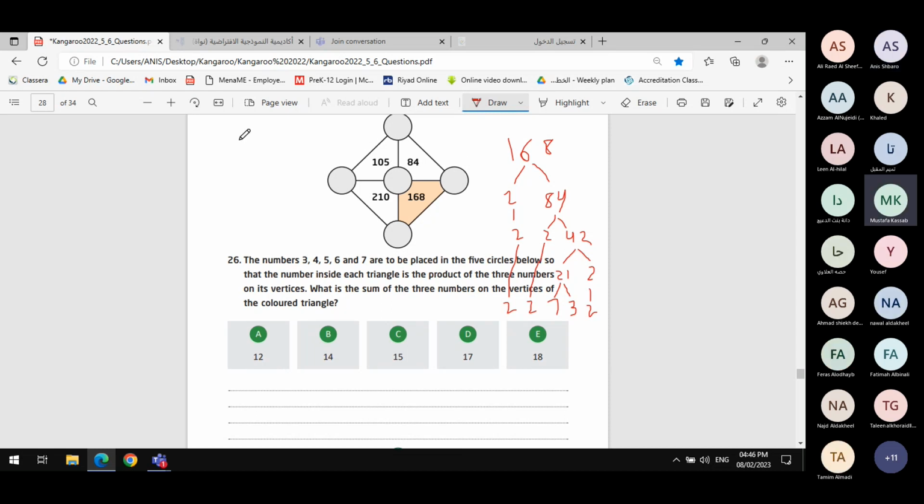2, we can put 2. It's not about what we can put. We need to try all of the numbers to guess the right answers. Okay?